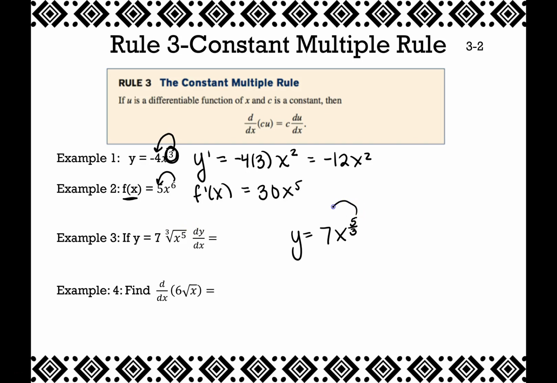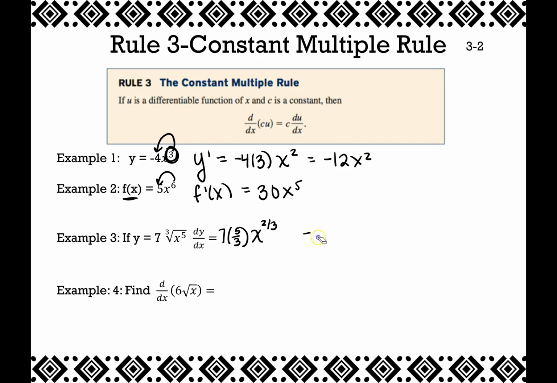All right, so now that we get that that's our y equals, we just have to go ahead and bring this out in front. So this becomes 7 times 5/3. And then x to the what? Well, we have to subtract 3 over 3. That's subtracting 1. So that's going to give me a 2/3. 5 minus 3 is 2.